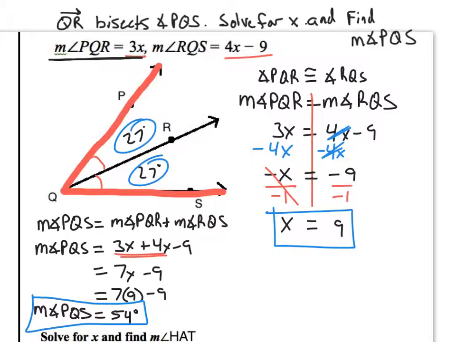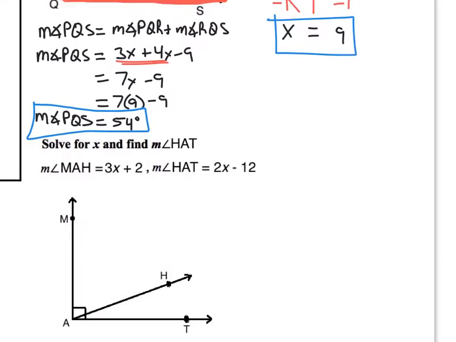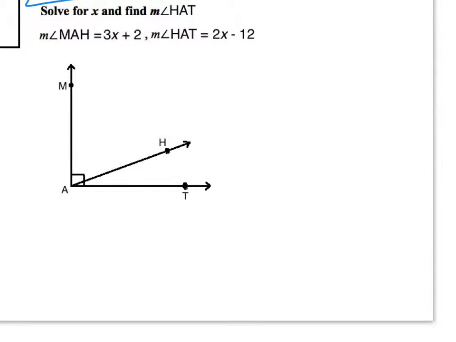All right, one last problem I want to look at. Right below this one, we are solving for x and finding the measure of angle HAT. All right, so we have the measure of angle MAH equals 3x plus 2, and the measure of angle HAT equals 2x minus 12. And the big key here is that this angle MAT, the measure of angle MAT, is 90 degrees. That entire angle MAT is 90 degrees.